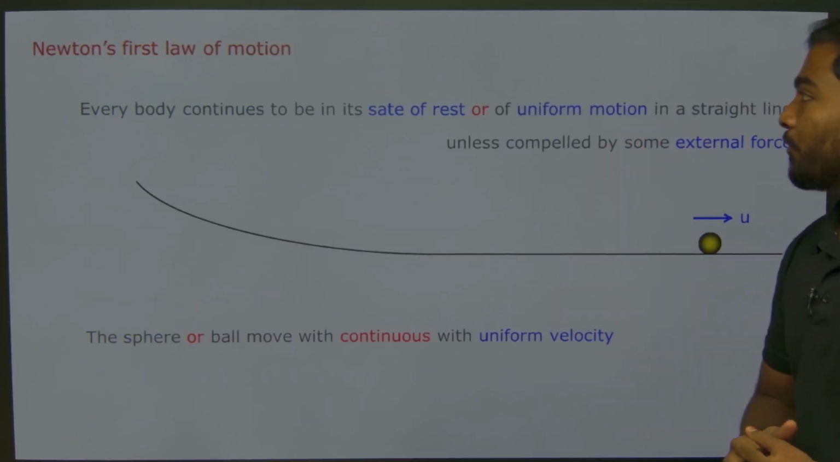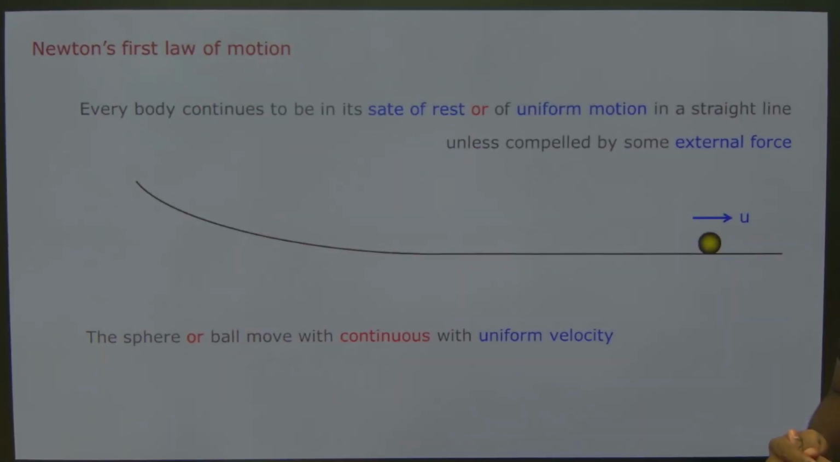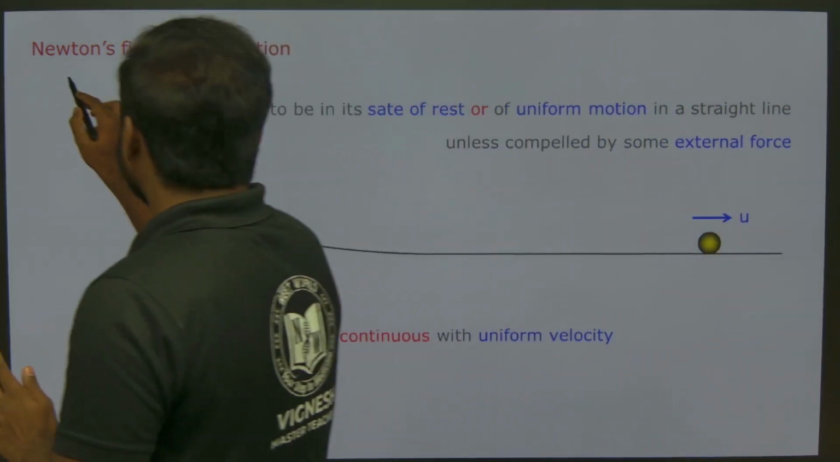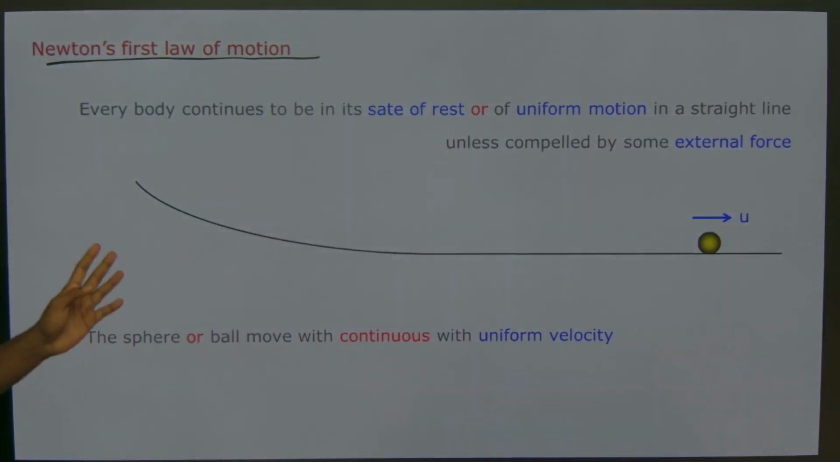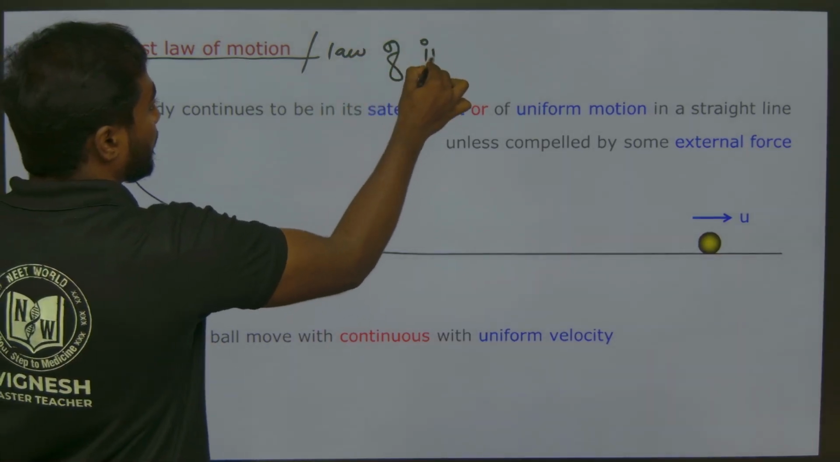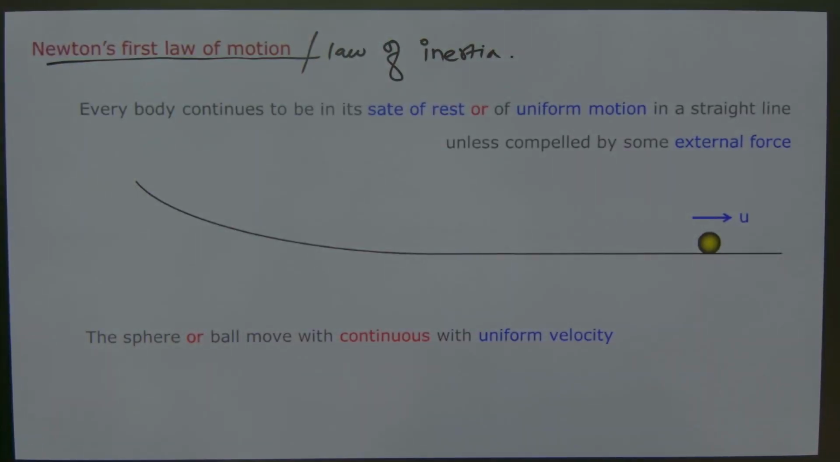Now, Newton's first law of motion, that is the law of inertia: every body continues in its state of rest or uniform motion in a straight line unless or until an external force acts on it. So this is what I was telling, Newton's first law can also be called the law of inertia. Take it down.